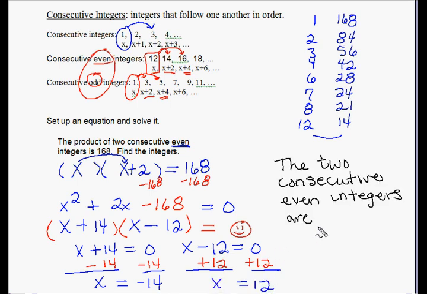The 2 consecutive even integers are either negative 14, and associated with that number, since we said in our original statement that we were going to add 2 to get to the next consecutive, would be negative 12. Or we have another possibility. x could equal 12, in which case we would have 12, and adding 2 to that, our next number would be 14. So we have 2 sets of consecutive even integers that work for this problem.